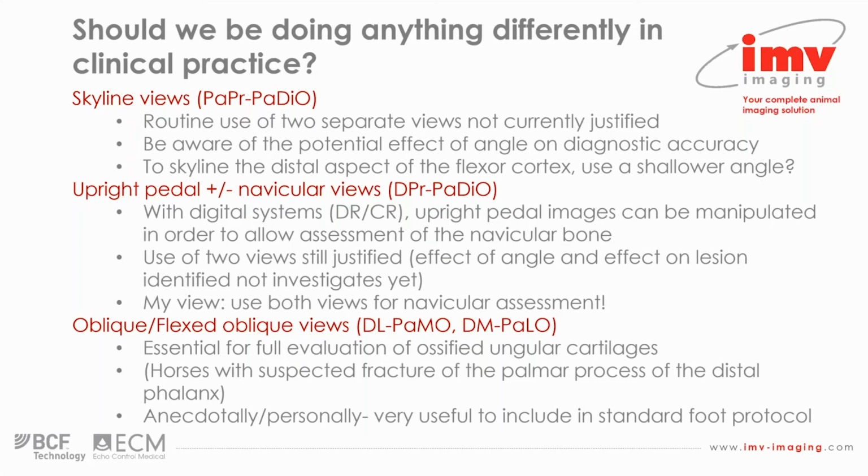For oblique or flexed oblique views, I think they are essential for evaluation of ossified ungular cartilages. So any horse with grade 4 or grade 5 ossified ungular cartilages, I think it is imperative that we include oblique views to assess them fully. Also, it appears that horses with a suspected fracture of the palmar process of the distal phalanx would be equal candidates for including oblique or flexed oblique views, which in my personal experience are very useful for these potential lesions.